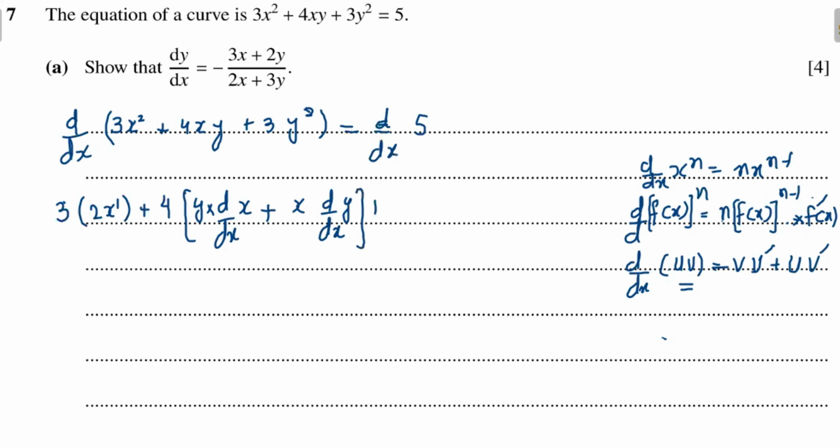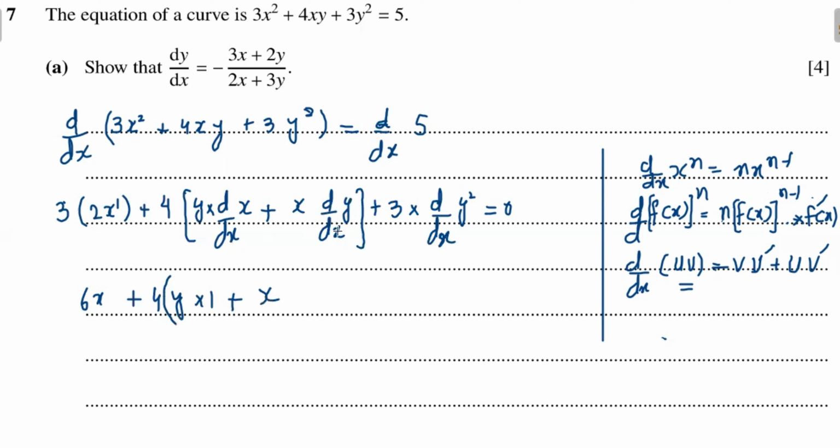And next we take the derivative of 3y squared: 3 is written as it is, and the derivative of y squared, dy over dx, we write here, and that's equal to d over dx of the constant, which is 0. We get 6x plus 4 into y, and the derivative of x over dx is 1. We write it as plus x into dy over dx, written as it is.